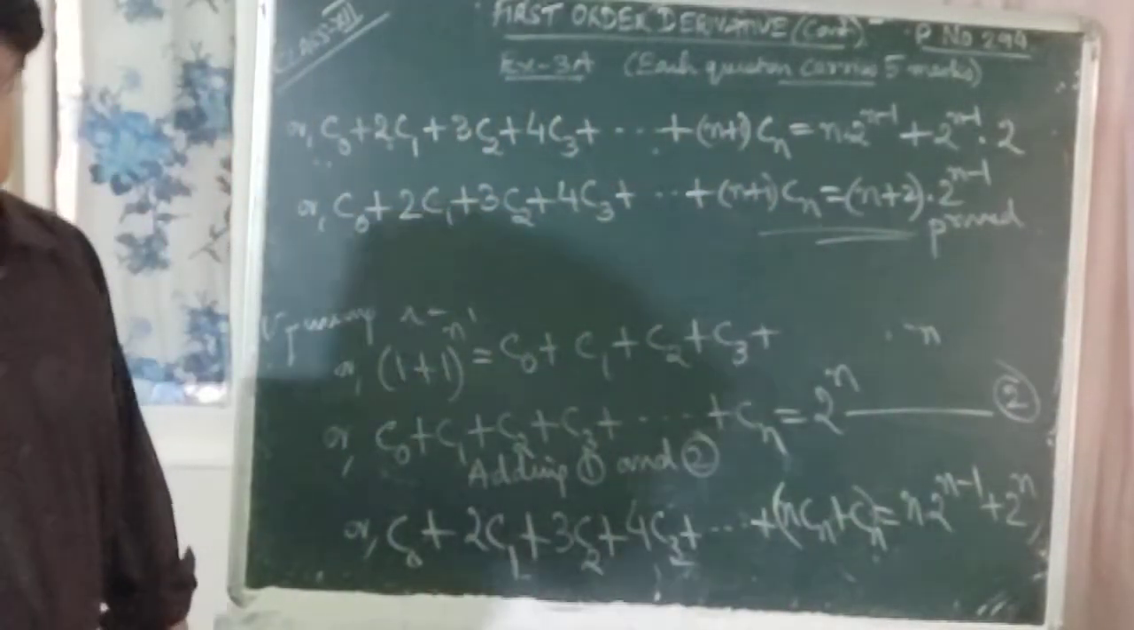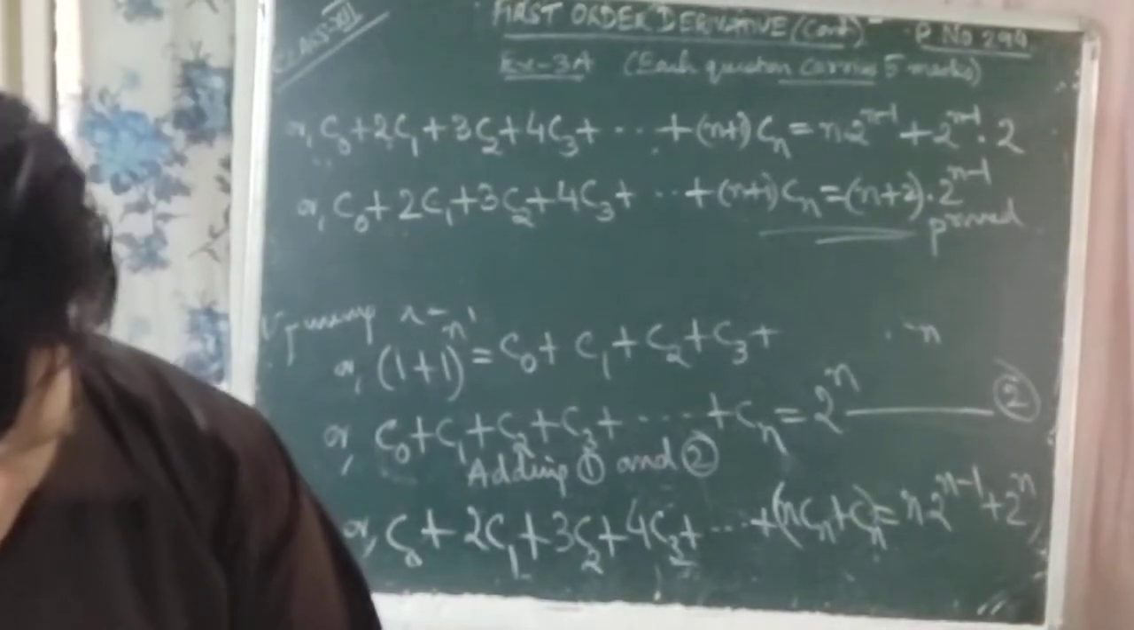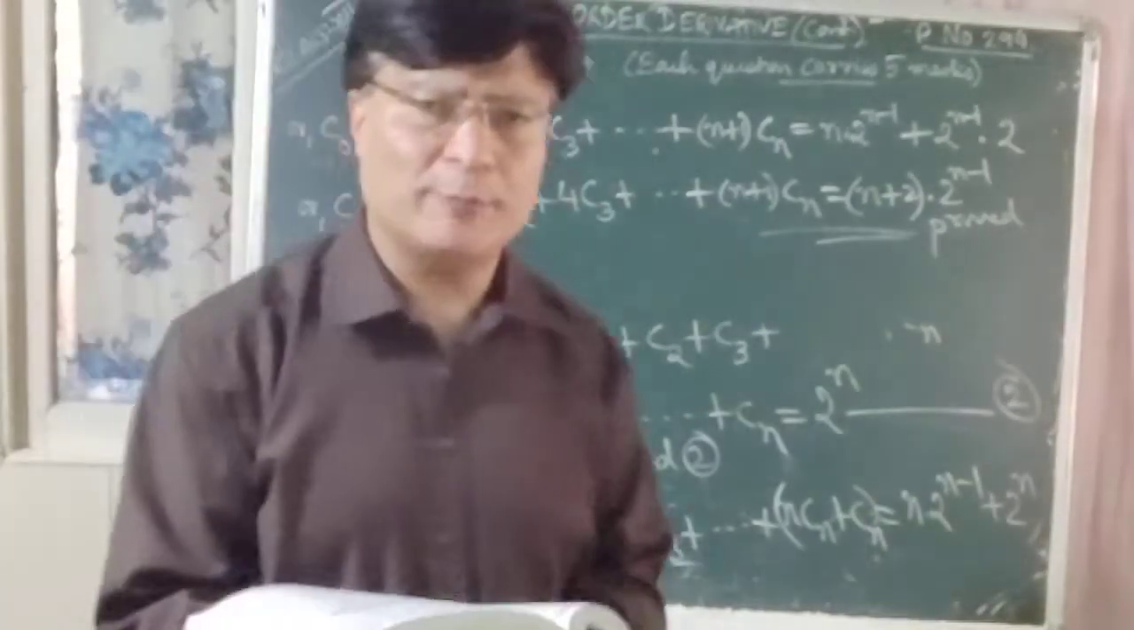So I think you have understood it. Okay, so this is a very important question. So next part, 16 number 2. In 16 number 2, what is the relation to be proved?